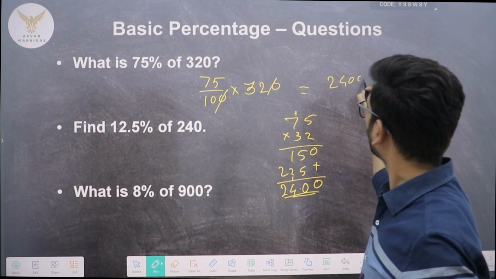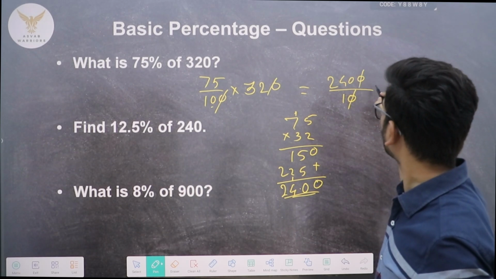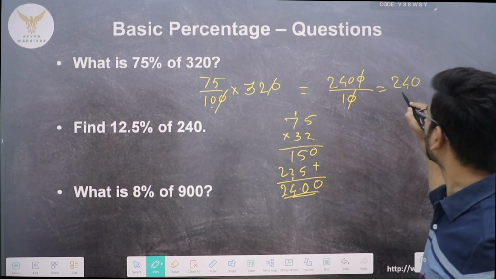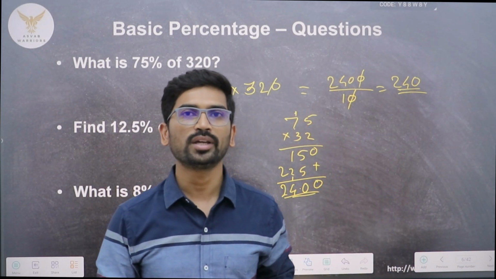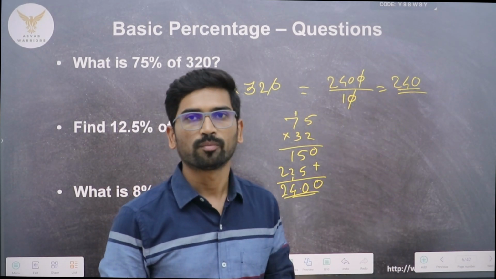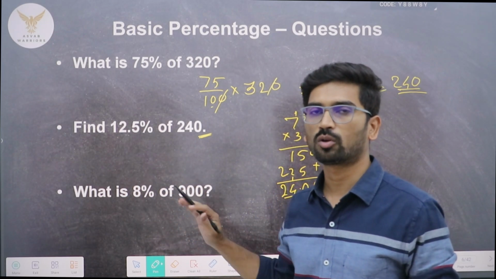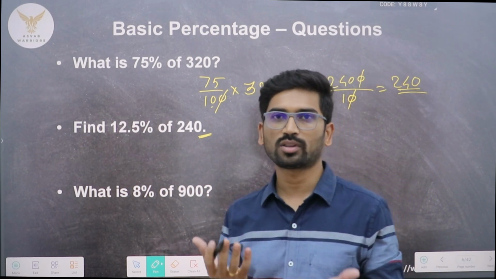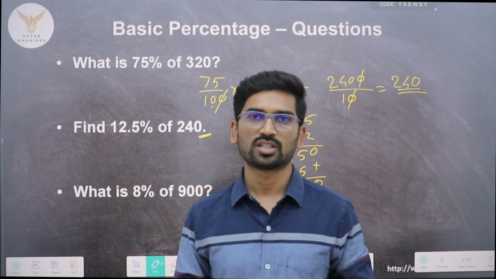So 2400 divided by this 10 as it is. So again 0 0 gets cancelled. We get our answer as 240. So 75% of 320 will be 240. Now we have two more examples. I want you to solve it on your own. If you find out the answer, please comment it down in the comment section.